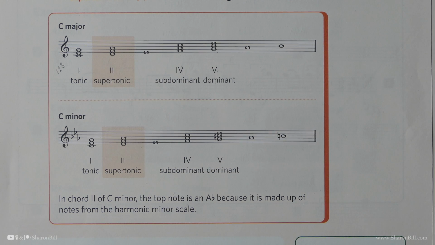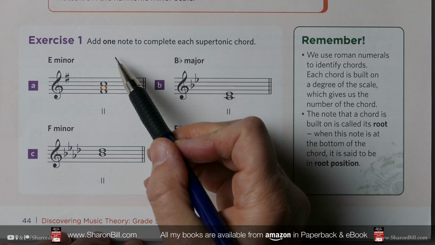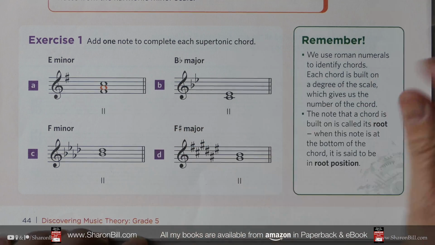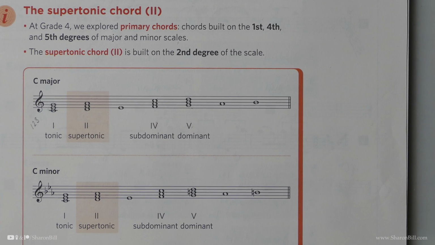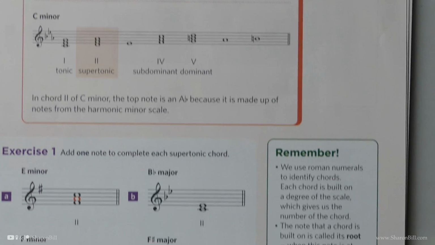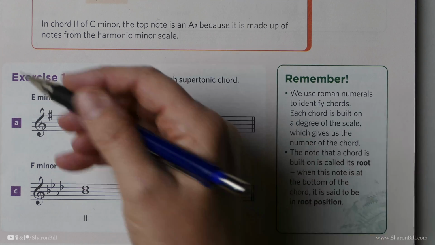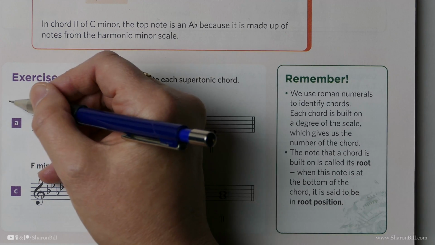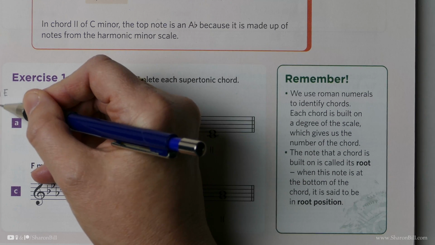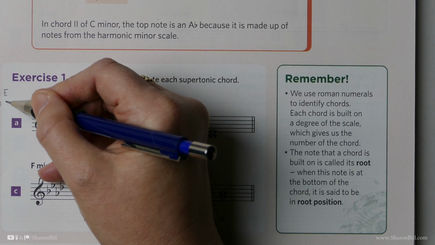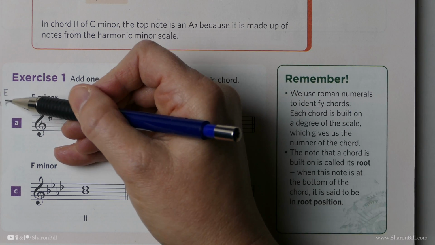And so now all we have to do in exercise 1 is add 1 note to complete each supertonic chord. Of course we can write the chords out on manuscript paper, but it's not always the case that in an exam we can easily get access to a manuscript pad, or it's just as easy to write them out with letters. So in E minor we know that chord 1 is built on an E, and chord 2, the next door step, must be built on an F. Of course it's an F sharp, but your key signature will deal with that.